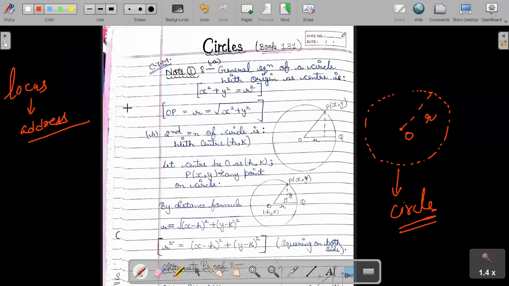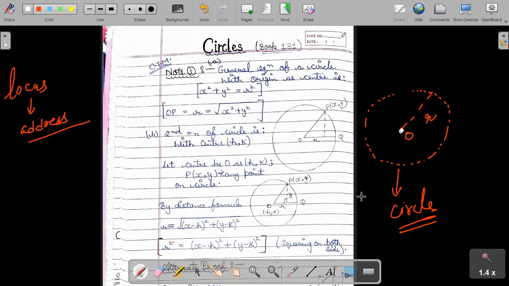So if I talk about a circle, a circle is the collection of all those points whose distance from a fixed point is the same. That fixed point is known as the center, and the fixed distance is known as the radius. So either we say equation or we say locus, it's the same thing. Locus gives you the equation, that is the address of the point. You know all this from your junior classes. A circle is a collection of all those points whose distance from the fixed point O is constant.